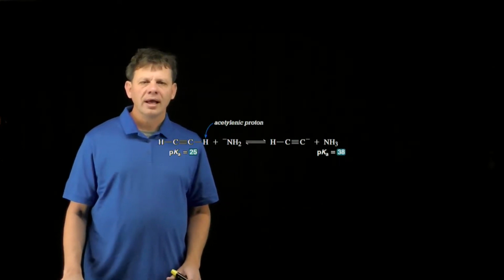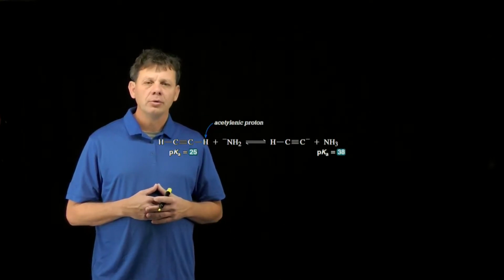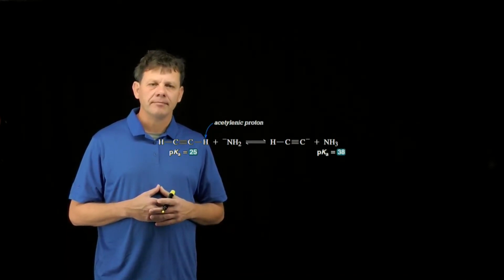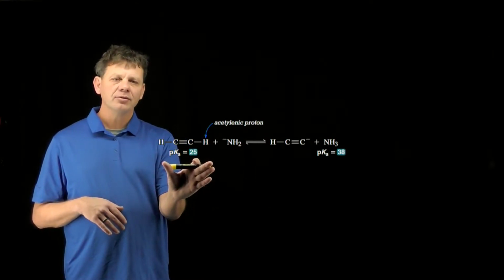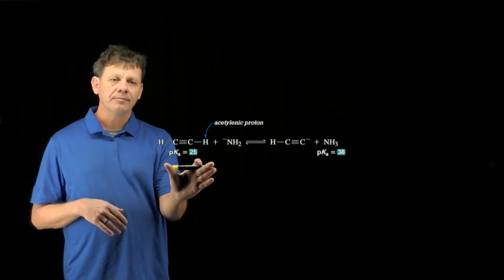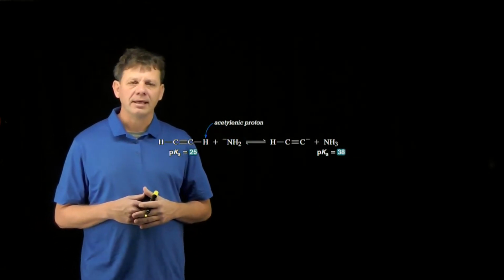In this assessment, we're asked to calculate the KEQ value for the acid-base reaction shown using the pKa values on screen. To start, we see that acetylene, with a pKa of 25, is going to be the more acidic compound as compared to ammonia, whose pKa is 38.